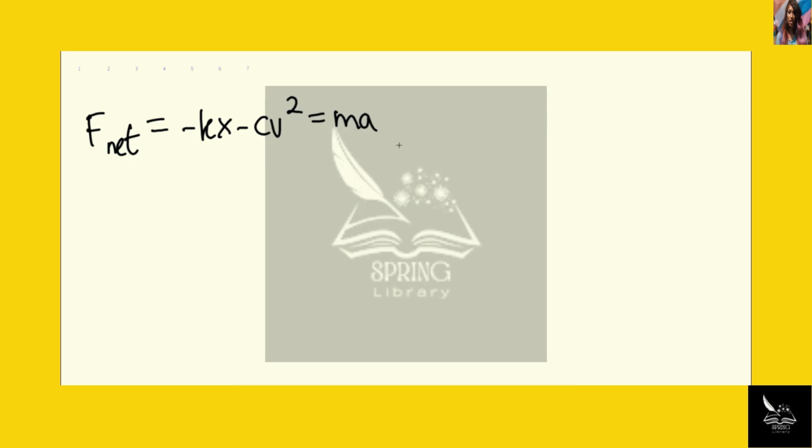However, here the damping force would always be in the negative direction, since cv squared would always be greater than or equal to 0. Because the damping force is not always in the negative direction, we need to model a damping force that is in the opposite direction of the velocity at all times. So although we're using this as a model, we can't use this equation.